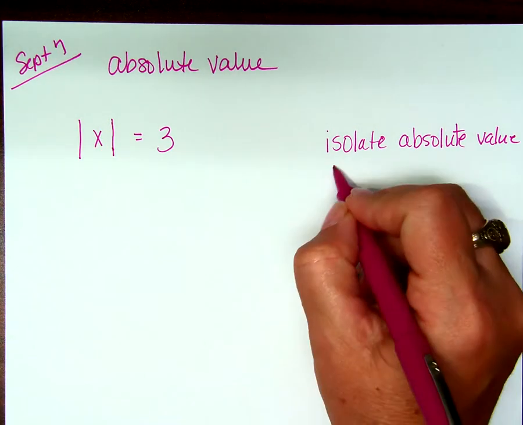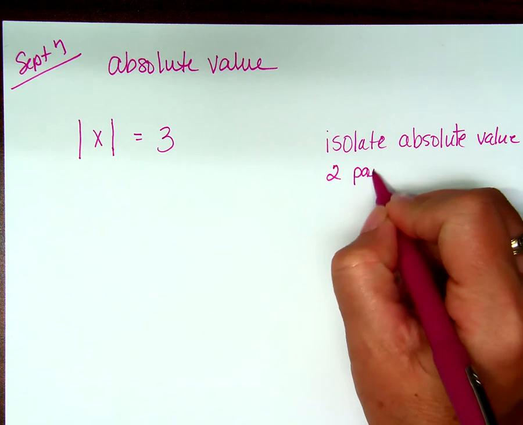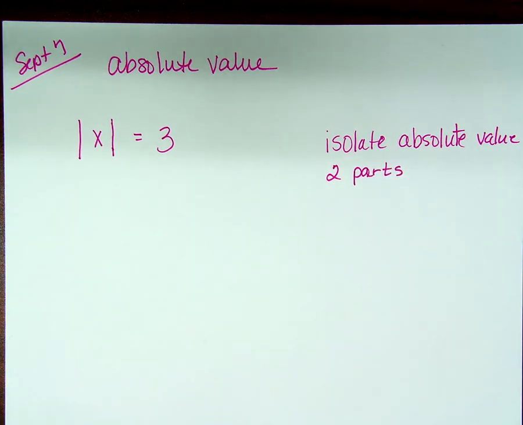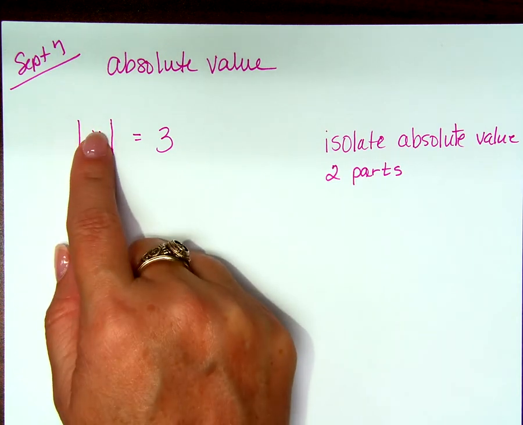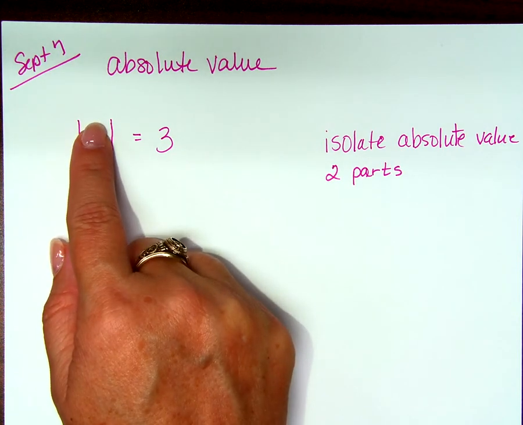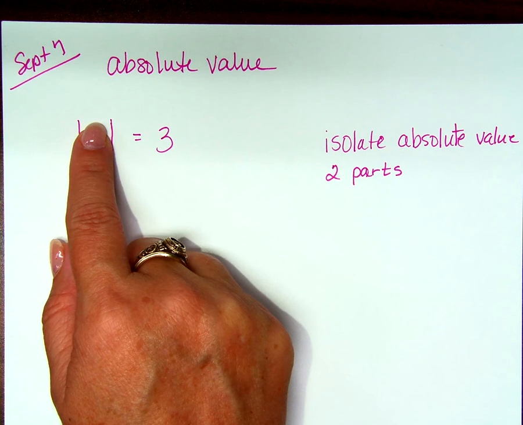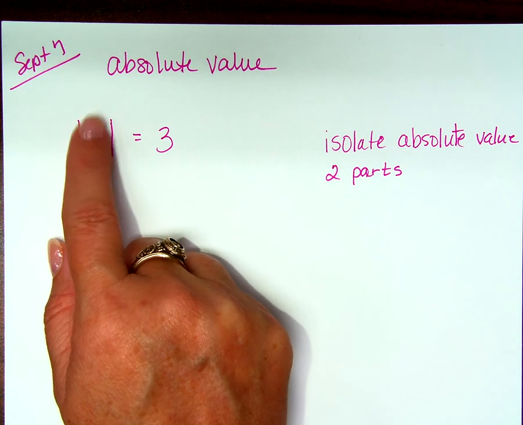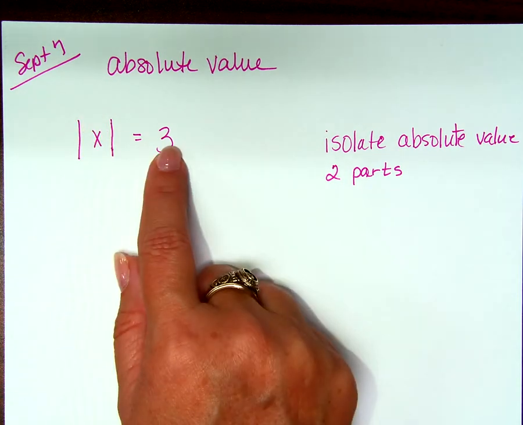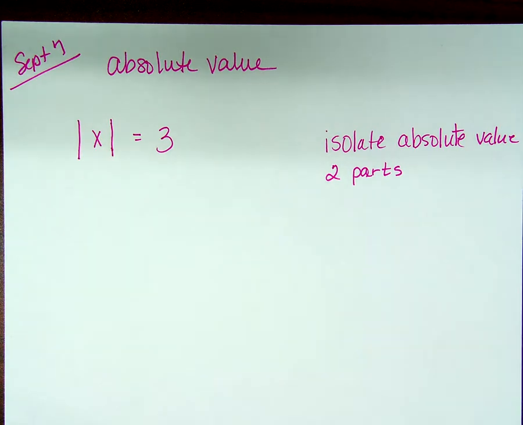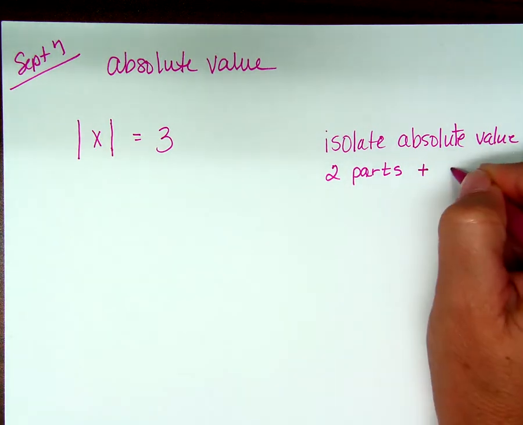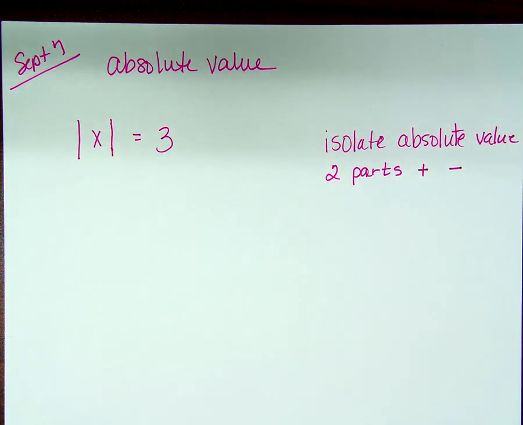Next thing we're going to do is write it in 2 parts. Why would we write it into 2 parts? At this point, what is inside the absolute value? What is it allowed to equal? It could be either 3 or -3, right? Because whatever's inside, when I take it out, it's going to be equal to 3. So I know whatever's inside can either be positive or negative. So I'm going to have 2 parts, one being positive and one being negative.